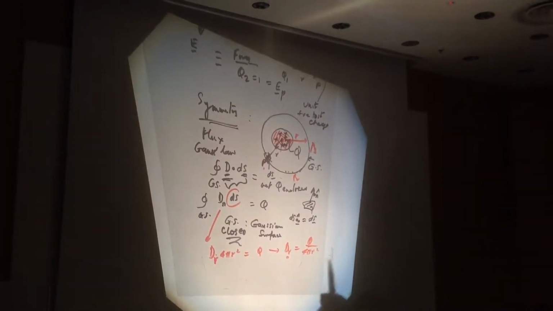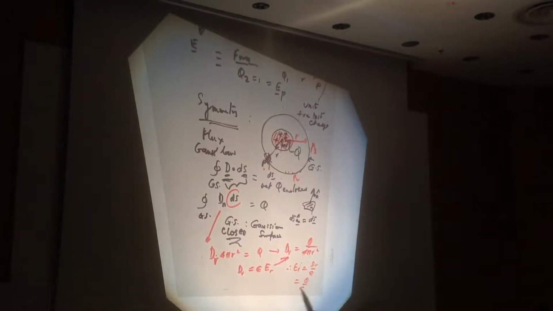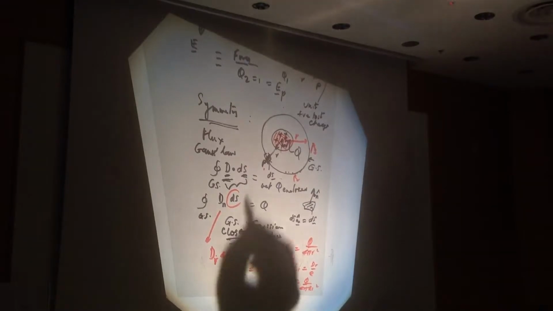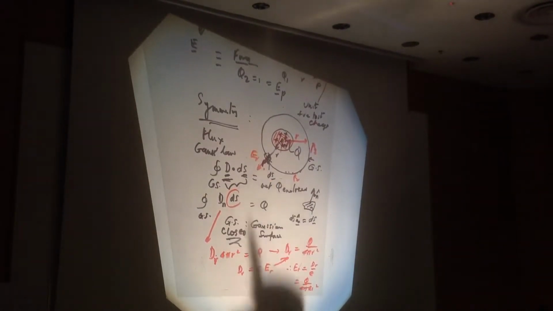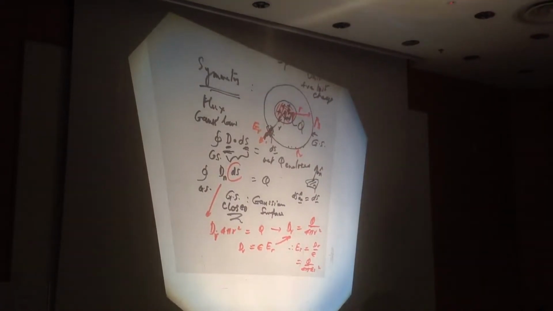So we have obtained D, the displacement vector, and D_r is related to E_r through epsilon. Therefore D_r equals epsilon E_r, which is Q over 4 pi r squared, so E_r is Q over 4 pi epsilon r squared. The electric field E_r points radially, and I've calculated it this way.